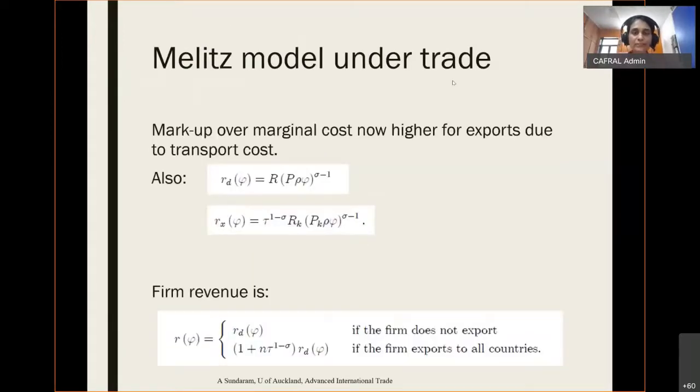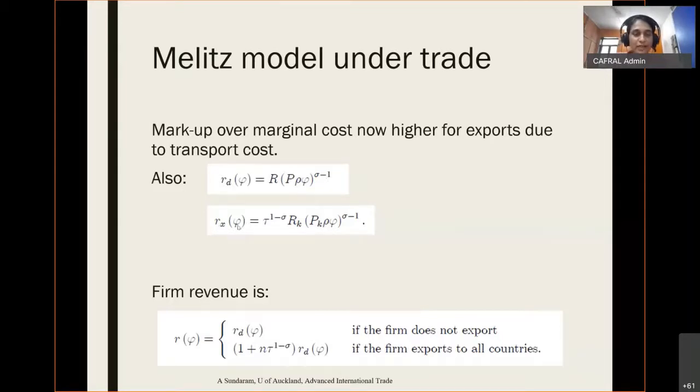So now we have the Melitz model under trade. Note that the markup over marginal cost is now higher because you have an extra marginal cost for exports, if you remember, right? Because you have the transport cost as well. So that is also a marginal cost. And so now the markup over marginal cost is going to be higher. So for R_D, the domestic revenue, that's going to be your usual R(phi), rho phi to the sigma minus one, exactly like before.